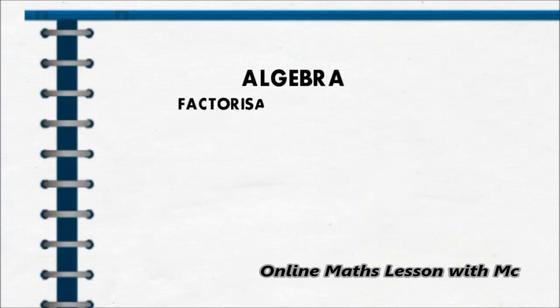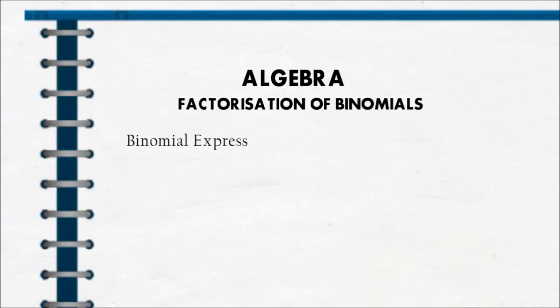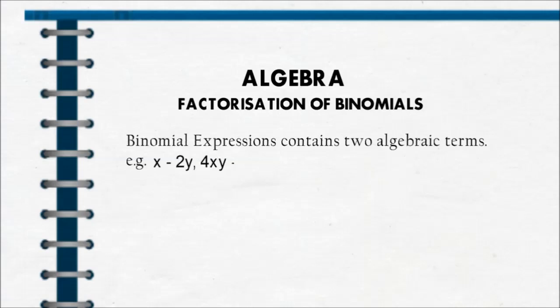Today we'll be looking at factorization of binomials. From the previous lesson we recall that a binomial expression contains two algebraic terms, e.g. x minus 2y, 4xy minus 7xz, 3a square plus 5b square.